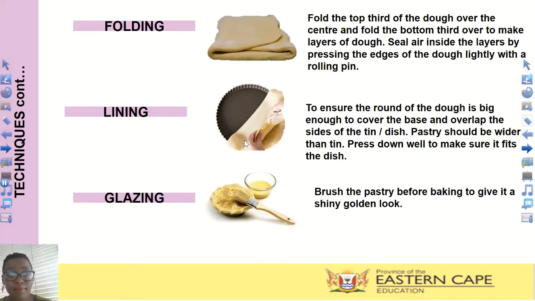Glazing. Glazing is a technique that applies to many other commodities that you've done in grade 12. And this is basically brushing your pastry before baking with an egg wash mixture, where you're beating your egg whites, or you can use a milk wash as well. This is basically so that your pastry will have a shiny golden look.